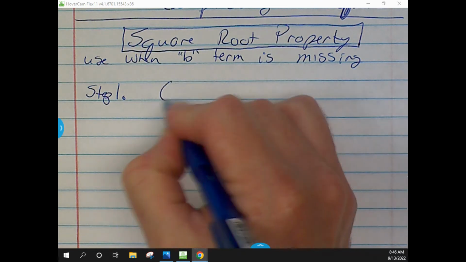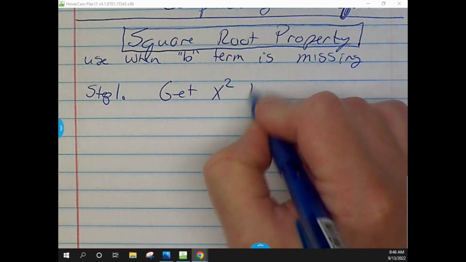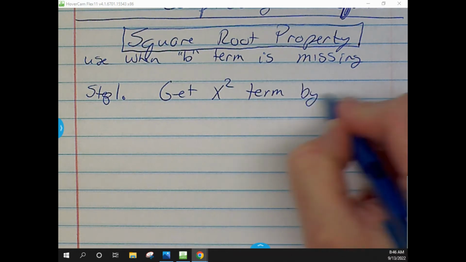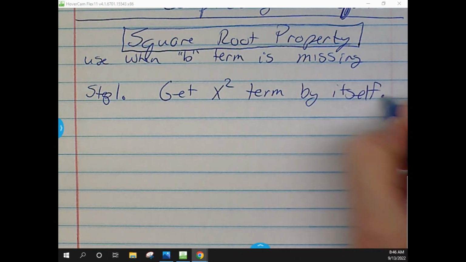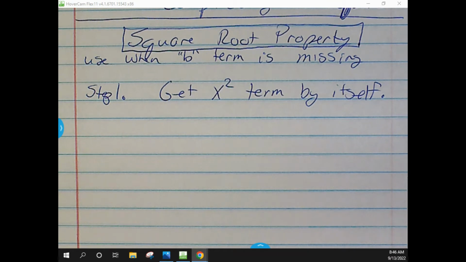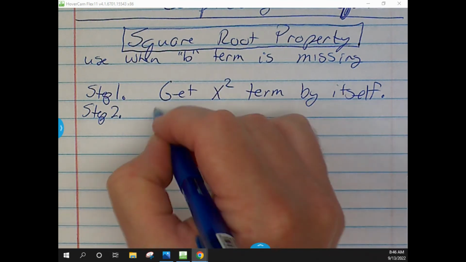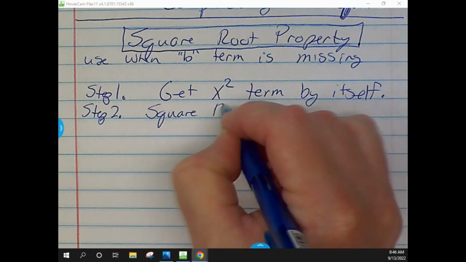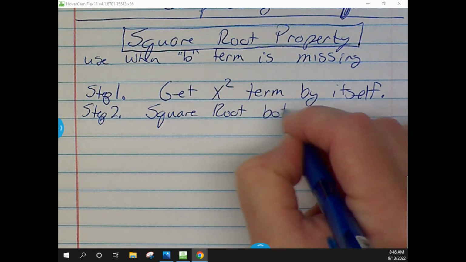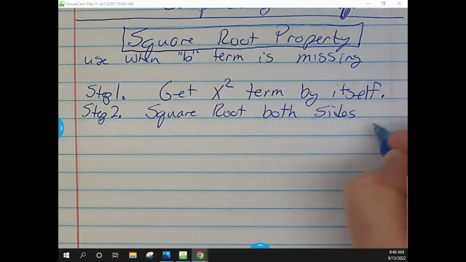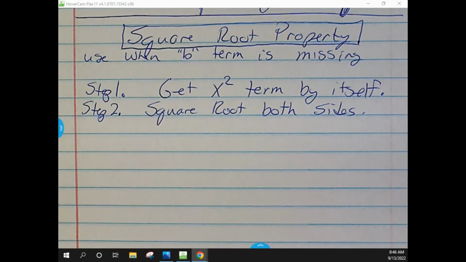Basically, for step one, you get the x squared term by itself. And then step two, you do what it says in the directions there. You square root both sides. Okay. And again, there's another way we can do square root property, which I'll show you a little bit later, where there's more than two terms, but this is the basics of it. This is where you would really want to use it to get the most out of it.